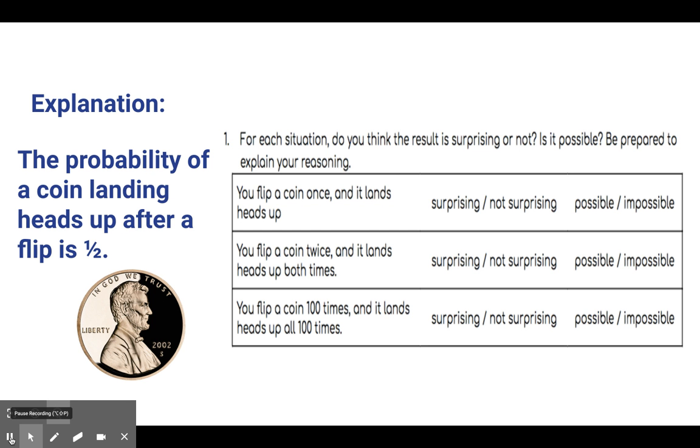All right. So for scenario A, where you flip a coin once and it lands heads up, it is not surprising.